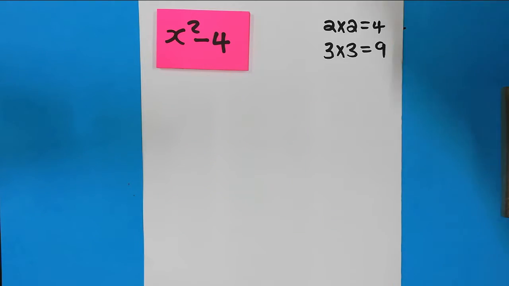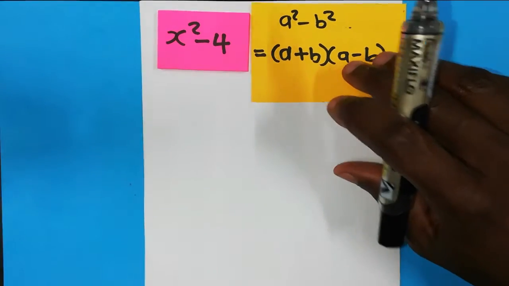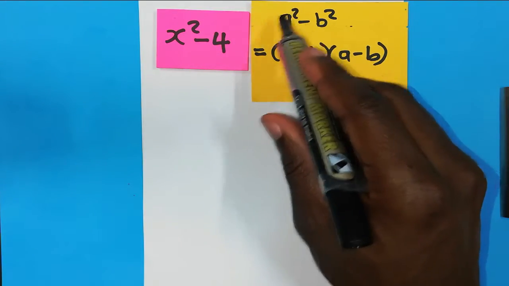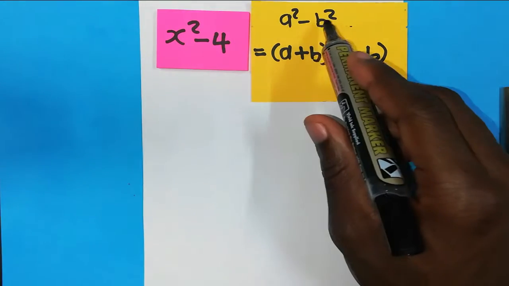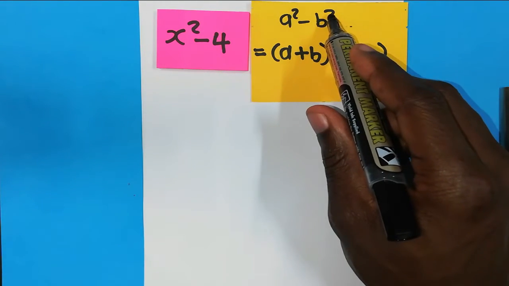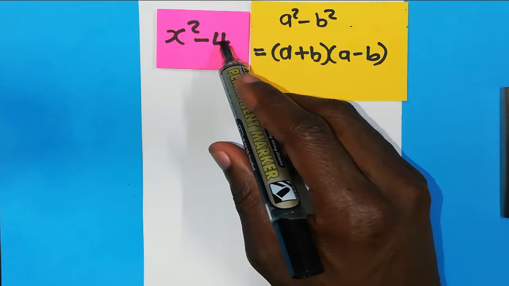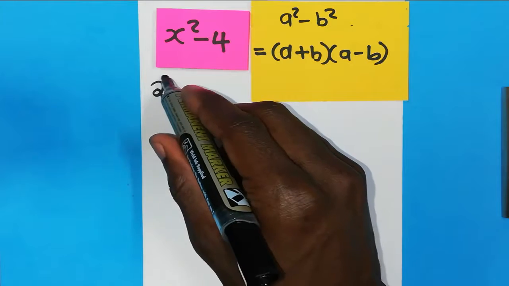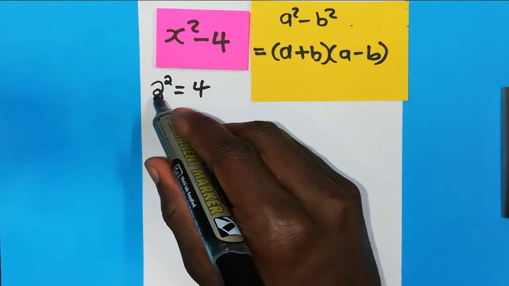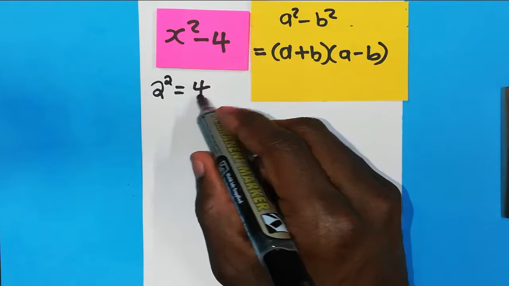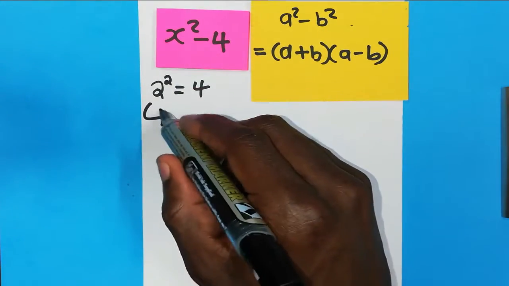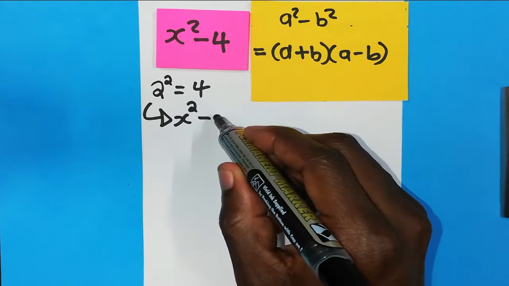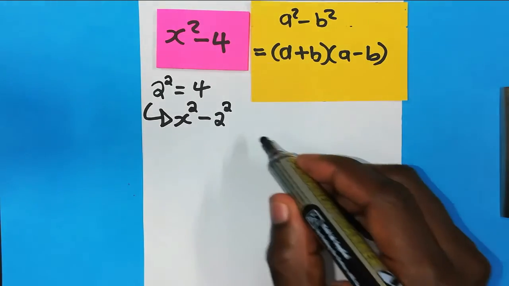Now, when you have this expression, this is how you go about it. You have x squared, which looks like a squared, minus 4. It has to look like b squared. So how can we write 4 with an exponent 2 on top? We can write it like that. 2 exponent 2 will give us 4. Now let's rewrite that expression. It will be x squared minus 2 exponent 2.